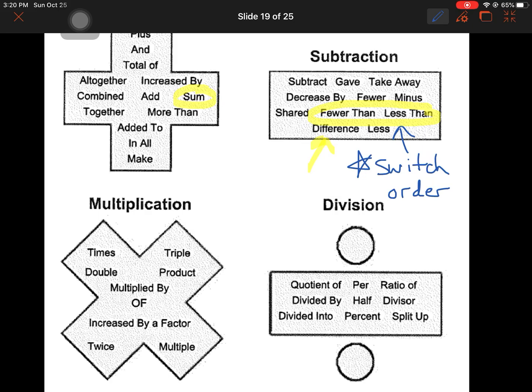Okay, other words that mean multiplication: times, triple would be times 3, double means times 2. Product are the important ones. These are the answer to questions: difference, sum, product. Okay, multiplied by, of means multiplication, increased by a factor, twice means times 2, multiple. Okay, quotient is the answer to a division question. Per, ratio of, divided by. Half is the same as dividing by 2. Divisor, dividend, split up, split evenly, divided into. Those words, there's not as many multiplication and division words as there are addition and subtraction.